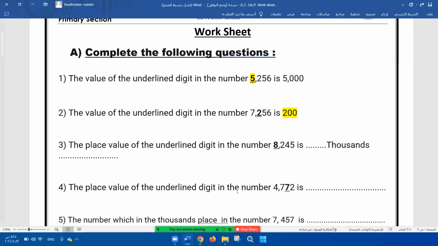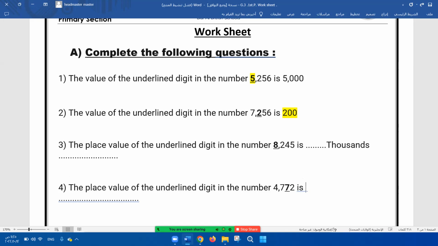Question 4, the place value of the underlined digit in the number 4772 is, here the underlined digit is 7. So we write the answer is ones or tens or hundreds or thousands. Yes, we write tens in letters like that. The answer is tens.